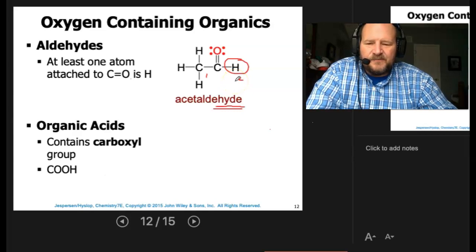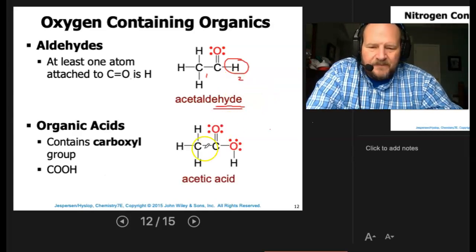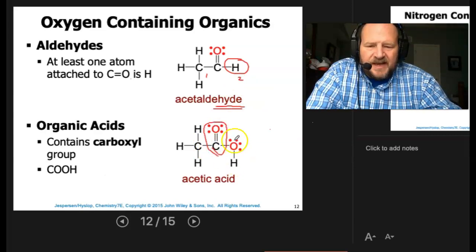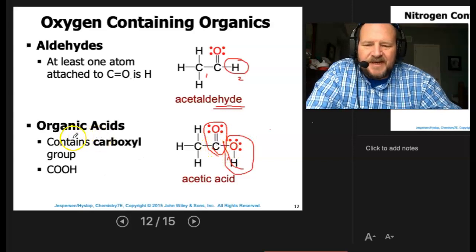Organic acids, we'll see that carbonyl group. Right? So there's the carbonyl. They stick out like sore thumbs. We see that, and then we have an OH group. So we have the alcohol next to the carbonyl. That's going to be an acid.